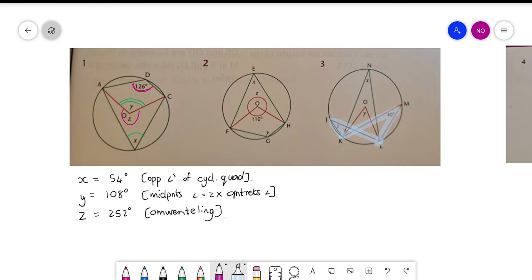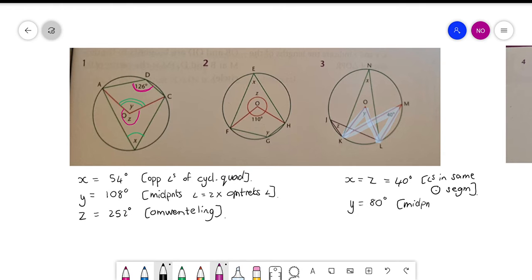So daai twee hoeke gaan gelyk wees aan mekaar. En hier is ook 'n bow tie. So, onthou, al die hoekies van die strikdas moet op die sirkelrand lê. Then you can say X and Z will both be equal to 40 degrees. Angles in same circle segment. Hoeke in dieselfde sirkelsegment. Terwyl in hierdie geval gaan Y gelyk wees aan 80 grade. Want ons het hierdie middelpunt omtrekshoekene. So the one at the midpoint will be double. Angle at circumference.